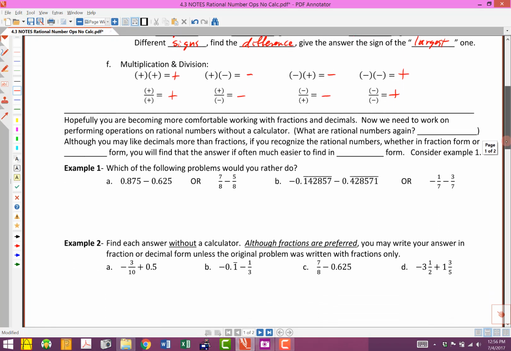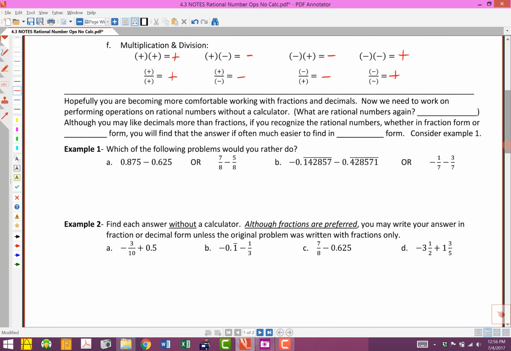Okay, hopefully you're getting more comfortable with fractions and decimals. The more you work with them and the more familiar you are with those common rational numbers, the better off you're going to be. Now we're going to work on performing operations on rational numbers, and we're going to do this without a calculator, as we mentioned earlier. So again, just a reminder, we're talking about rational numbers, and we throw that word around a lot.